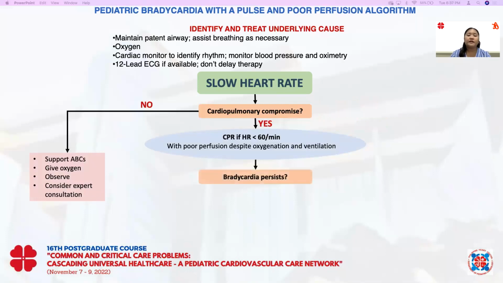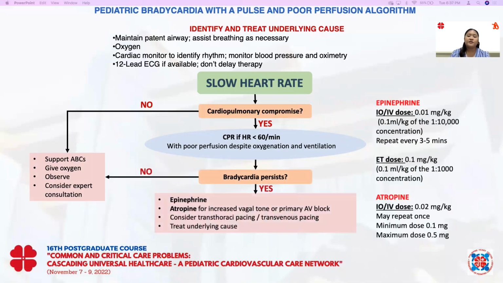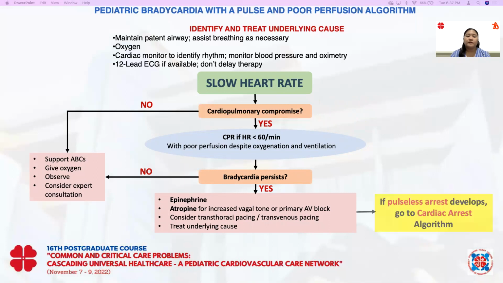Now, if the bradycardia persists, you may now give medications such as epinephrine and atropine. For complete heart block, you may consider pacing. If pulseless arrest develops, then proceed to the cardiac arrest algorithm and begin resuscitation.